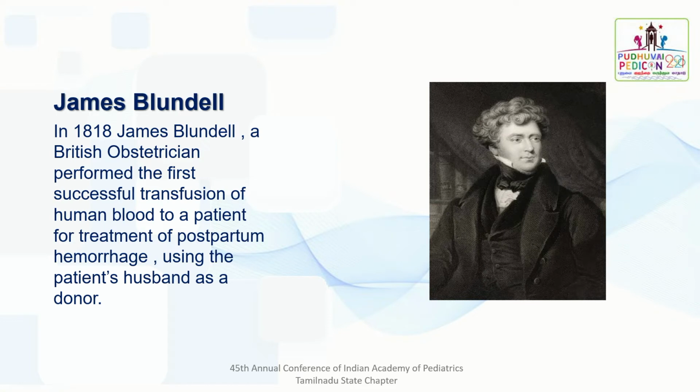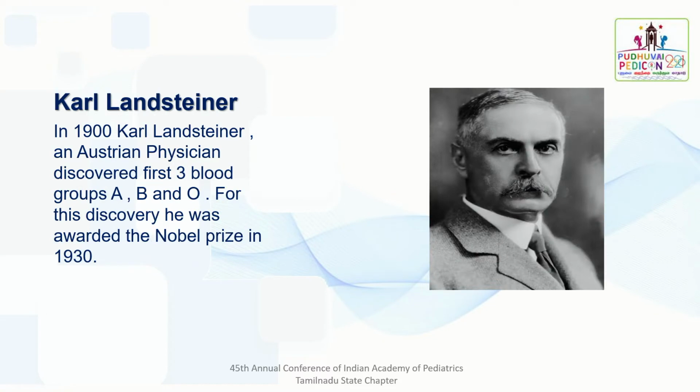So, transfusion was started way back, even before the discovery of the blood group. In 1818, the first documented transfusion was done by James Blundell, a British obstetrician, for a postpartum hemorrhage, where the mother received blood from her husband. Only long after that, Karl Landsteiner discovered blood groups. Initially, he discovered A, B, and C. Later, the C was changed into O. He won the Nobel Prize in 1930.